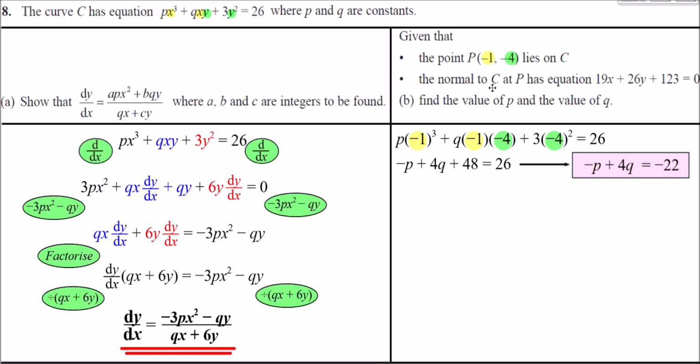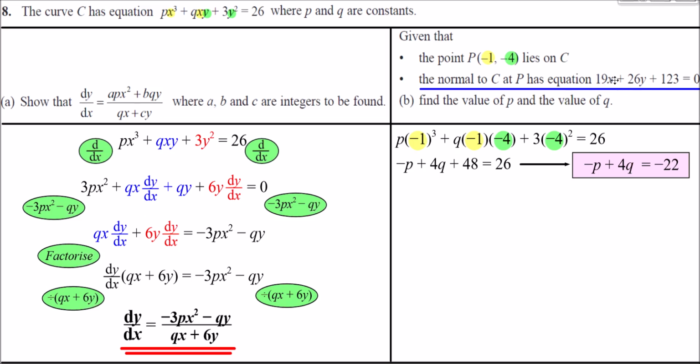The second bullet point is a second piece of information. It's about the normal to C. So the normal to C at this point P has equation 19x plus 26y plus 123 equals 0. So I could work out the gradient of a normal, and I've got an expression here for dy by dx. I've differentiated the function. That tells me the gradient of a tangent. So gradient of a normal I can work out from this one, and then I can relate that to the gradient of a tangent later.